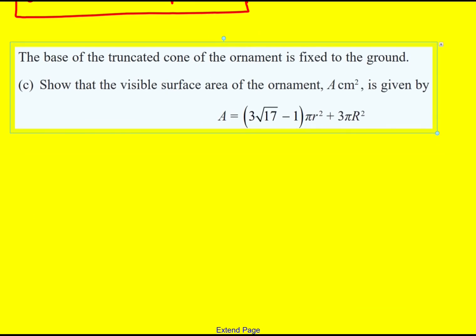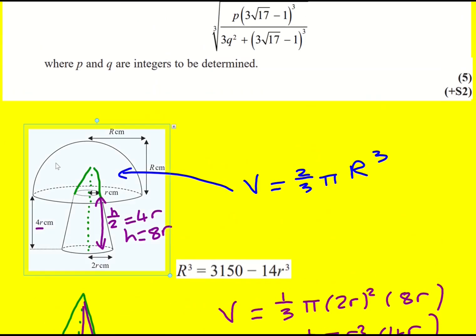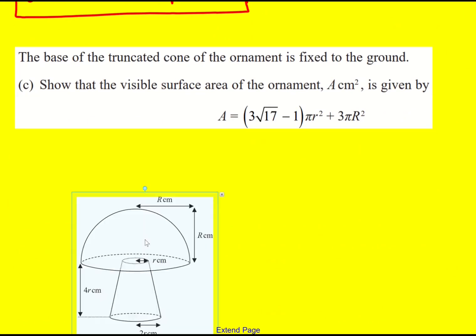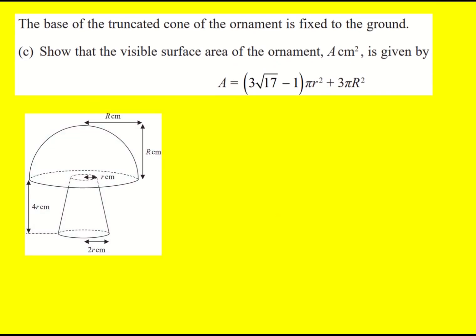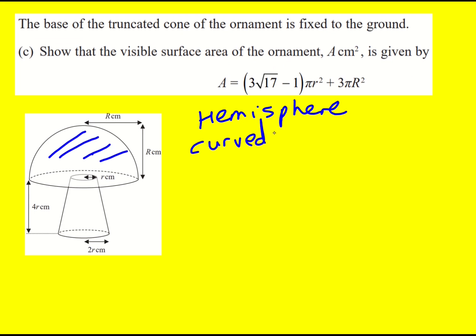Then we're asked to find the visible surface area of the ornament. So I'm just going to borrow this diagram again, and we're going to figure it out bit by bit. Let me first of all focus on the hemisphere. I've got this curved part, and the whole surface area of a sphere is 4 pi r squared. So the curved part here is going to be 4 pi R squared over 2, or 2 pi capital R squared. And then we've got a flat bit at the bottom, which I might do in a different color. So this bit here.